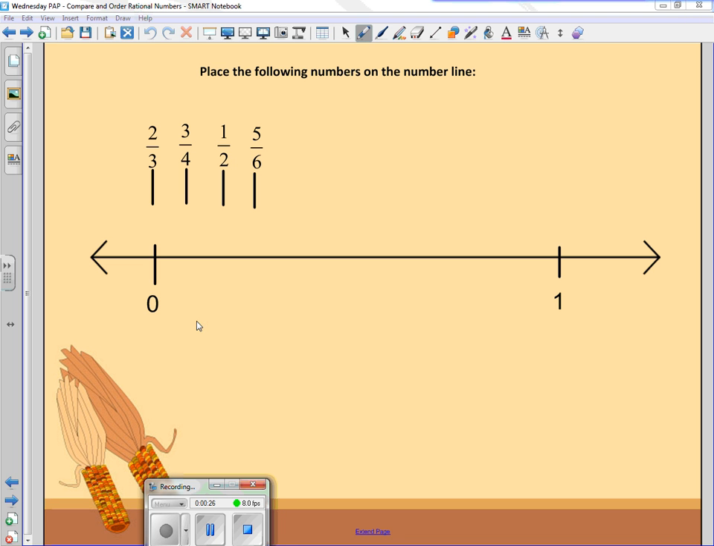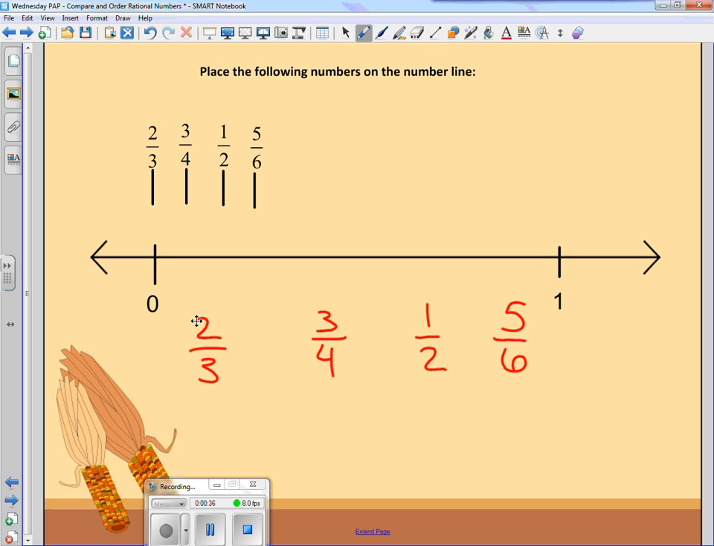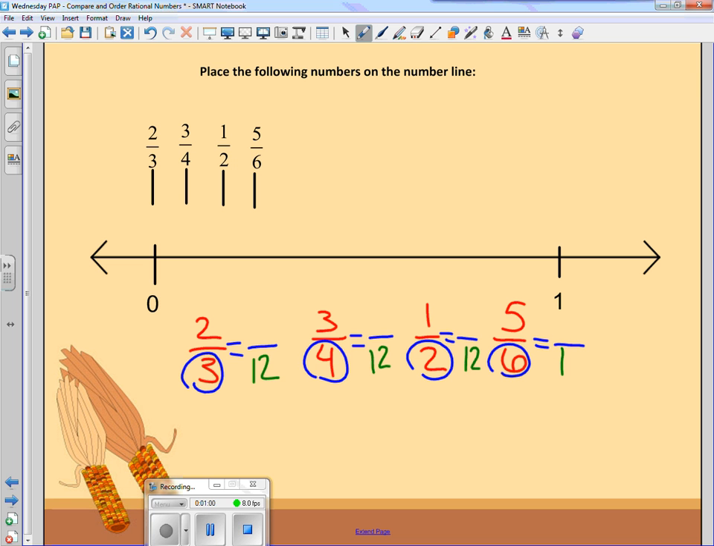So if I have 2/3, 3/4, 1/2, and 5/6, I have to find a number that they all go into. So what is something that 6, 2, 4, and 3 all go into? That's right. They all go into 12. So I've got to put 12 as my denominator.